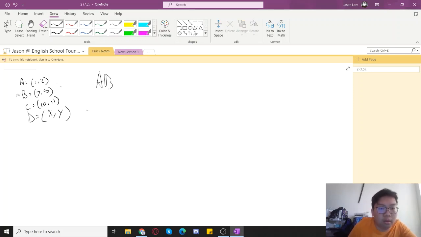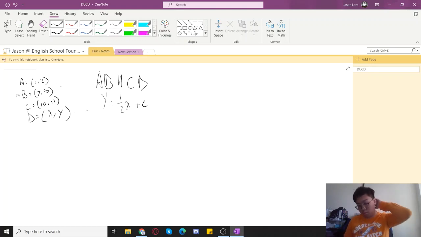So AB parallel to CD. So therefore, they should have matching gradients. So 1 minus 2 as a minus 1, so that's half. And then I'm not sure how they put this out. I mean, you could draw it out, of course, but that takes a while. What else is there? What else do we know for a fact?